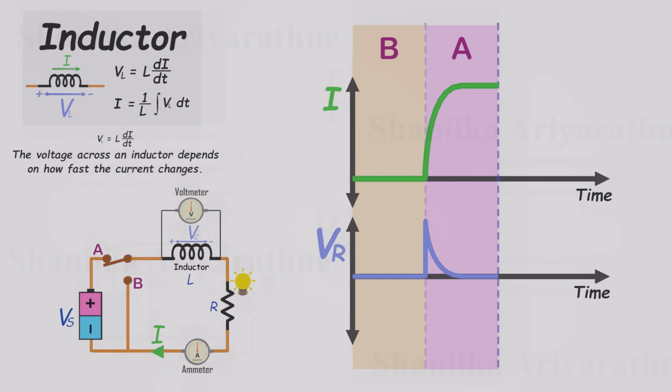That's because the inductor resists sudden changes in current. It pushes back until a magnetic field builds up around it. Flip the switch back to B, and the bulb doesn't go dark right away. It keeps glowing for a bit, then fades gradually. Even with the power source disconnected, current keeps flowing as the inductor releases its stored energy. During this time, the voltage briefly flips negative, a quick spike in the opposite direction, before returning to zero.